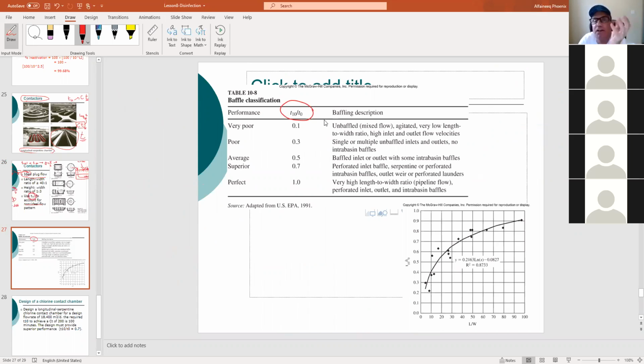In some designs, this number is low. As you see here, very poor, right? See the design here, mixed flow, it's not plug flow, agitated, very low length-to-width ratio, right? It's not very narrow and long like a pipe. We prefer to have a pipe. This is perfect, right? This is a pipe. If your contactor is going to be a pipe, that would be perfect, all right?